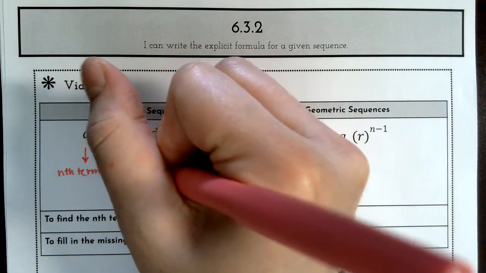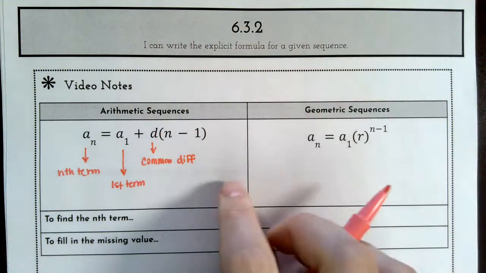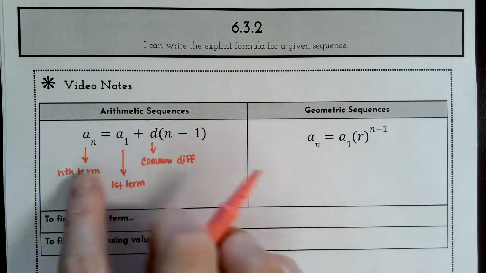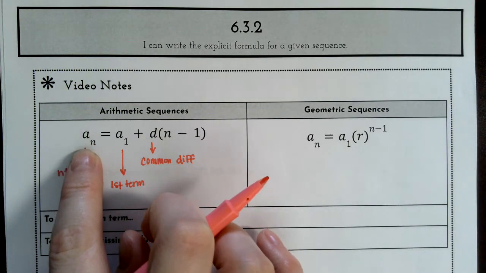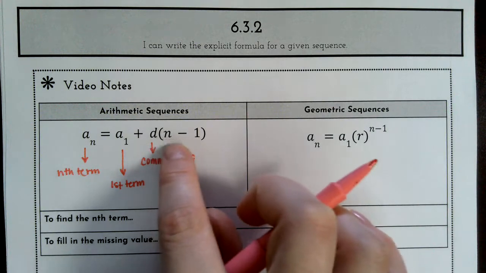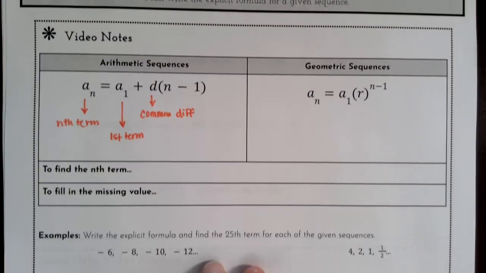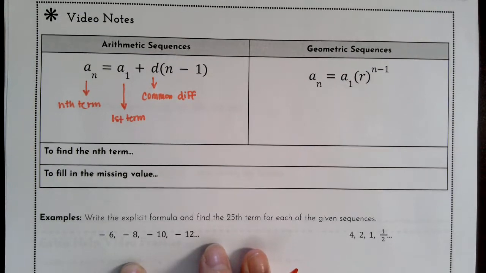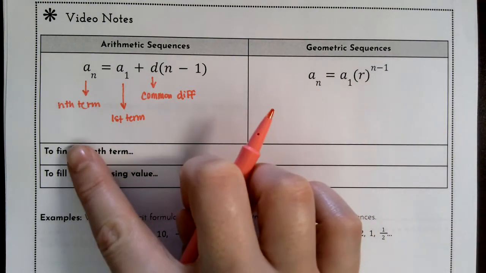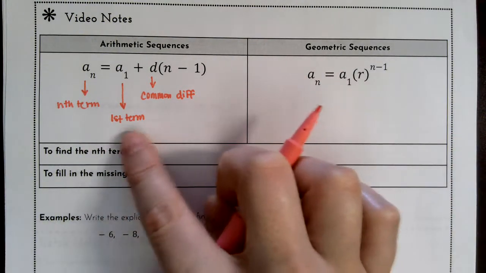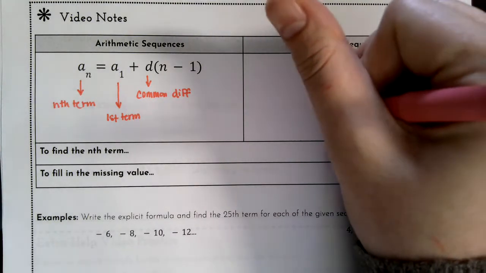d is our common difference. And then n is the number that we're looking for. So in that example where I said if we're looking for the 100th term, it would be a sub 100. We would plug in 100 here, because that's our n. Now geometric sequences are almost exactly the same. A sub n is the nth term. A sub 1 is the first term. The only difference is that r is our common ratio.